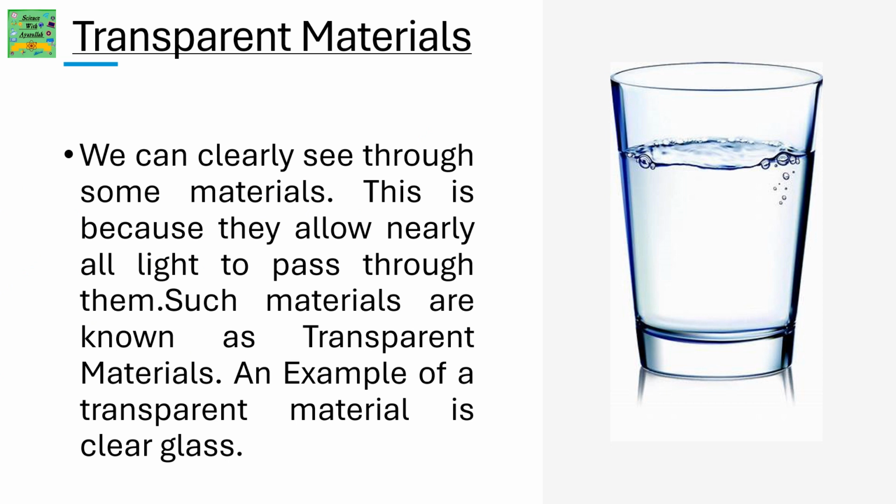Transparent materials. We can clearly see through some materials. This is because they allow nearly all the light to pass through them. Such materials are known as transparent materials. An example of a transparent material is clear glass.